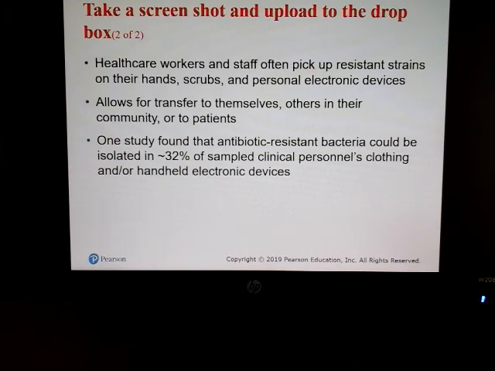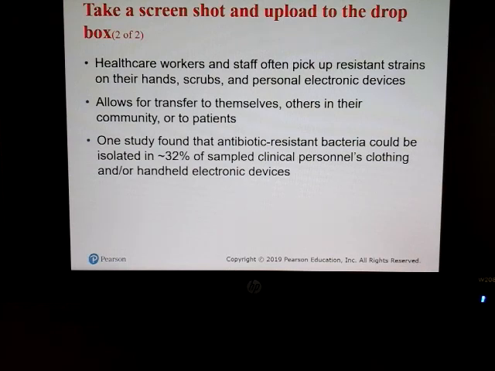Now, something I hope you'll all find interesting. Healthcare workers and staff pick up a lot of resistant strains on their hands, scrubs, and personal electronic devices. So again, good hand washing. Wearing disposable protective covering is a good thing. Don't have your cell phone out and you don't have to worry. So what happens then in these cases is that the person can transfer to themselves or others in their community, their families, or to patients.